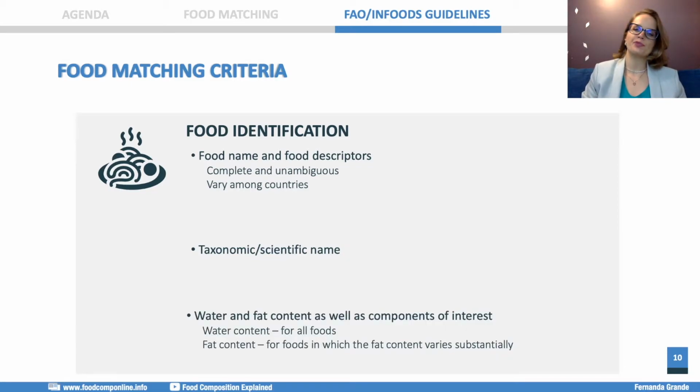Additionally to the food description and scientific name, it is important also to check the water and fat content as well as other components of interest. We need to check the water content for all foods to be sure that they match the food descriptions, while fat is important for foods where it varies a lot, such as milk and dairy products. Other components should also be checked depending on the components of interest.